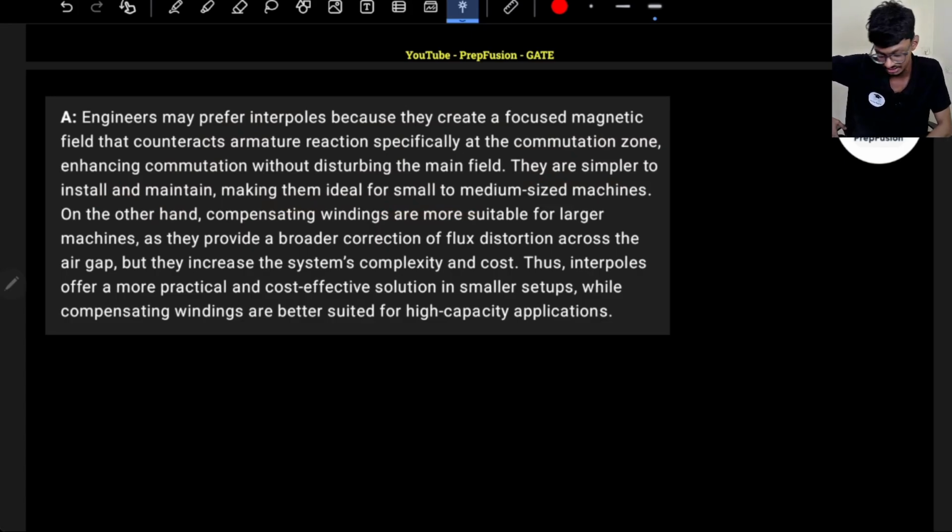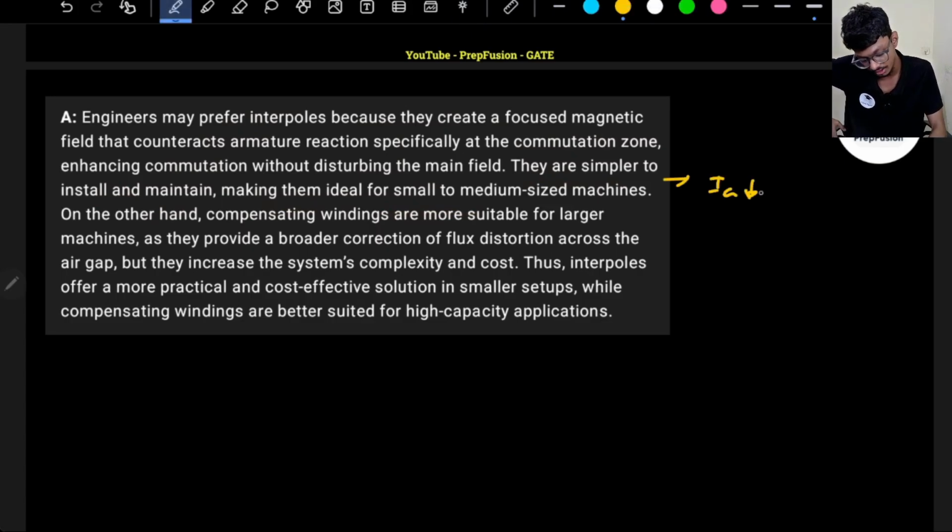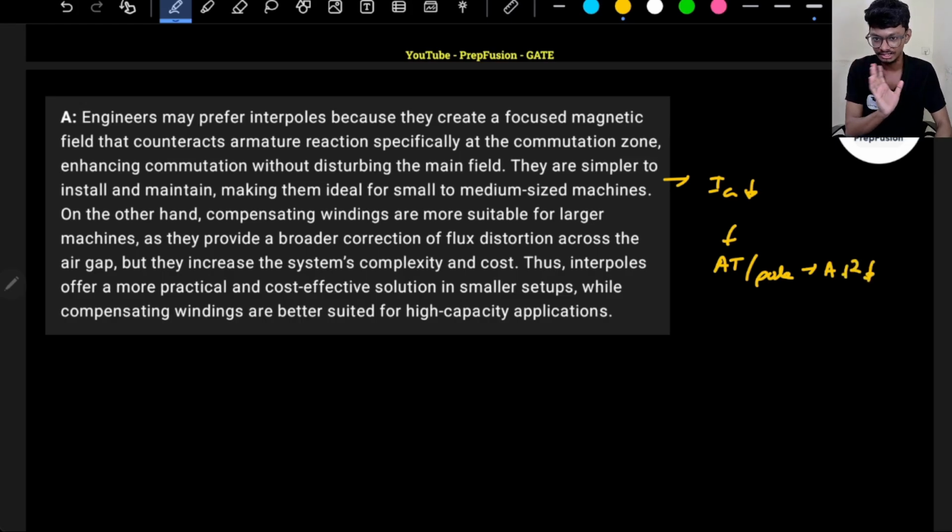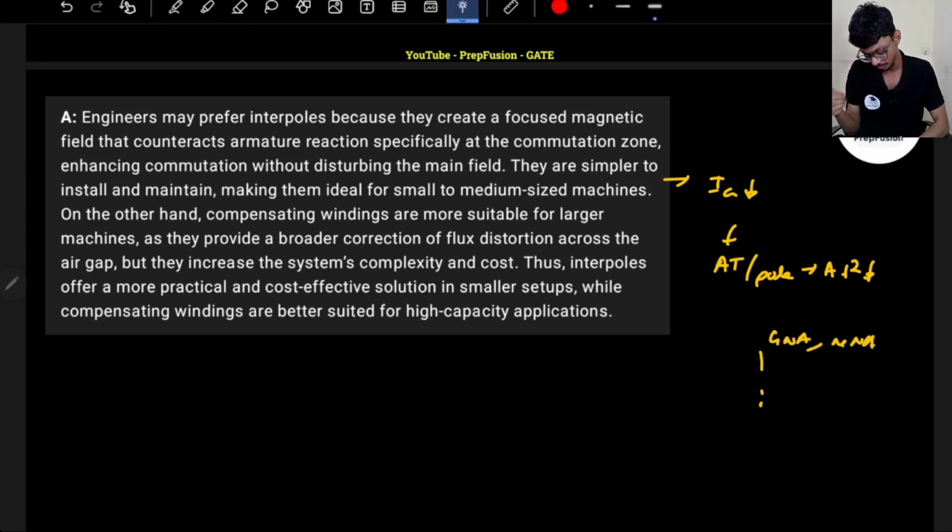In small to medium size machines, the armature current will anyways be lower, so I will not need the compensating winding. Compensating winding is the one that opposes the armature ampere turns per pole due to the armature. But as the armature current itself is very low, my ampere turns per pole due to armature reaction will already be very low. In that case, I just don't need compensating winding. I will simply connect the interpoles that will fix the axis, making the GNA and MNA in the same place. So interpoles are easy and simple to install, that's why we use them.